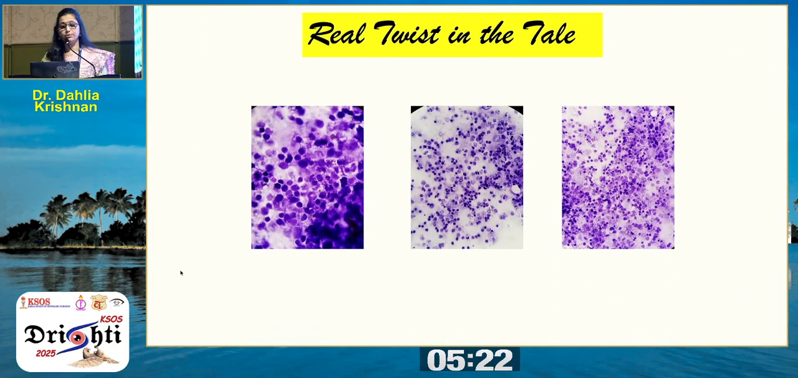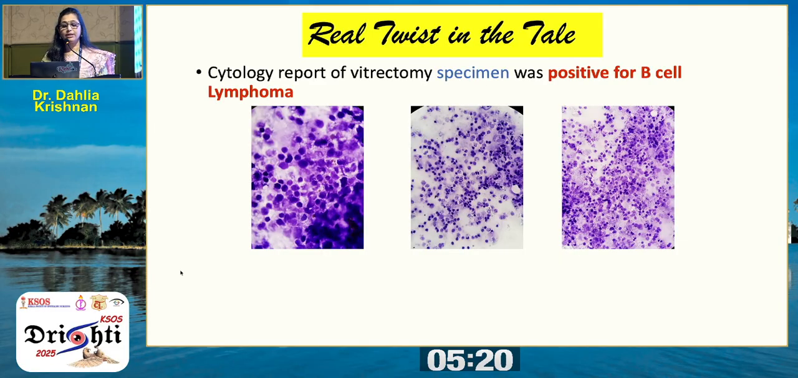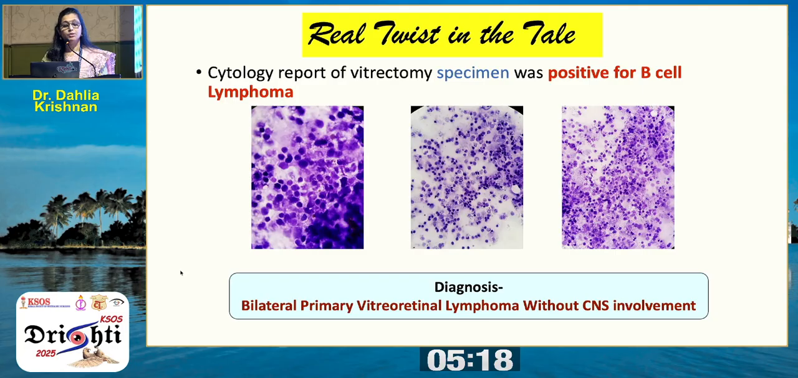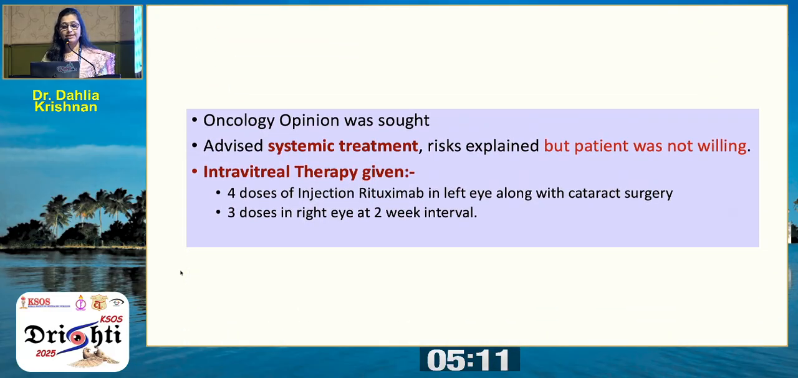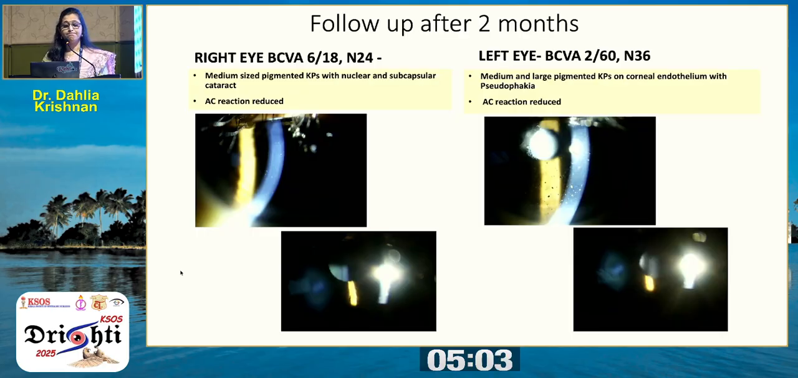And here came the real twist in the tail. The cytology report came positive for B-cell lymphoma. So now our diagnosis is bilateral primary vitreoretinal lymphoma without CNS involvement. Oncologist opinion was taken, and systemic treatment was advised. The patient was not willing. So intravitreal therapy was started with rituximab in both the eyes.